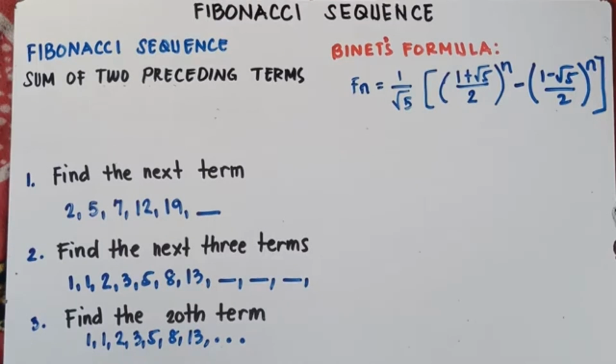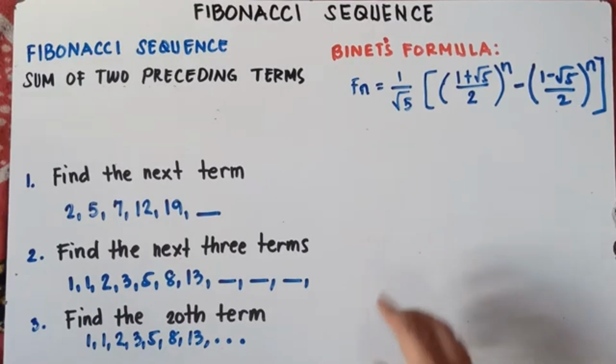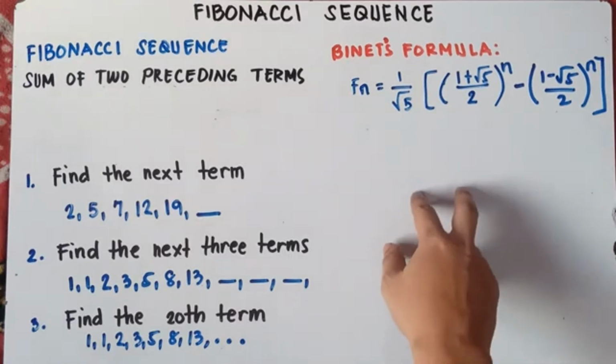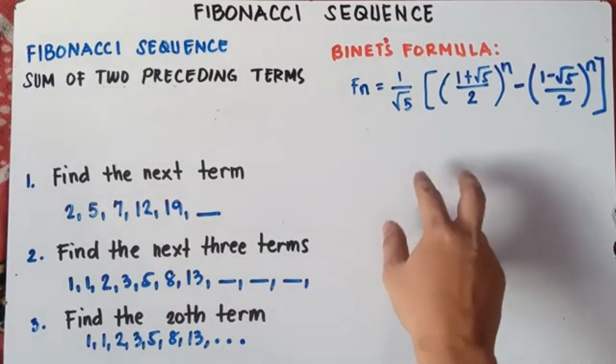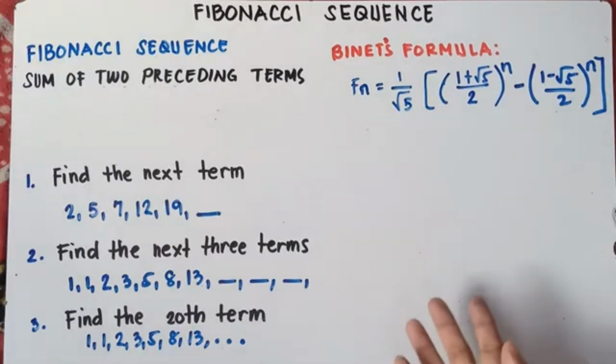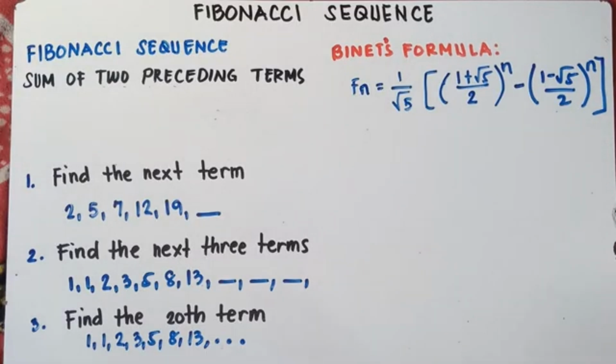Now, to find the 20th term, you can do it manually, but it will take time. That's why we have Binet's formula. Because if you are told to find the 50th term, it will take time to add those numbers, starting from the first term up to the 50th term. So that's why we have this formula, and I will teach you, class, how to solve for the 20th term using the formula. By just pressing the calculator, you can get the answer right away. If the teacher allows you to use a calculator, that would be good for you.